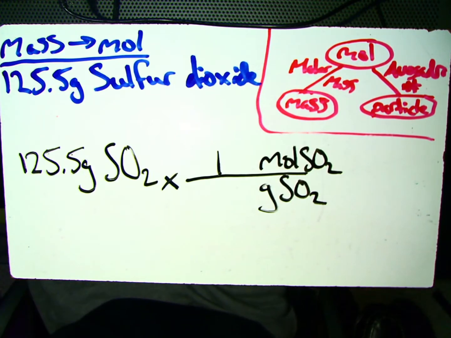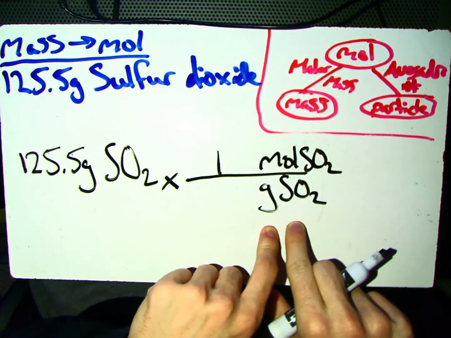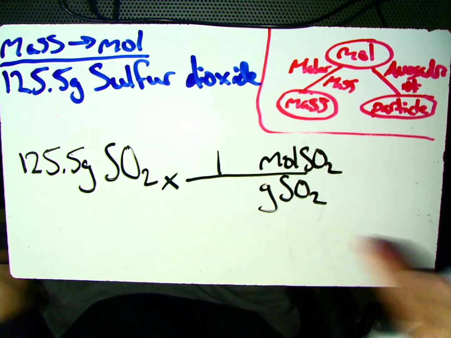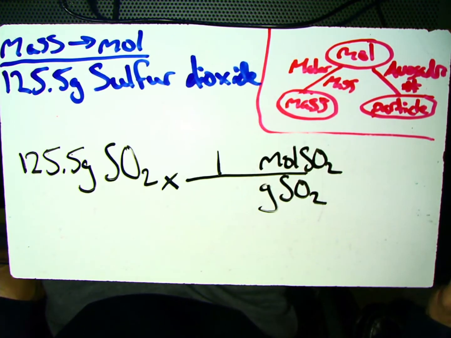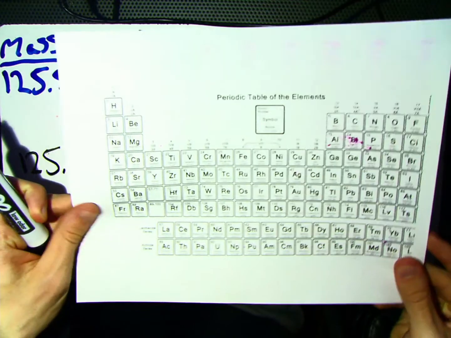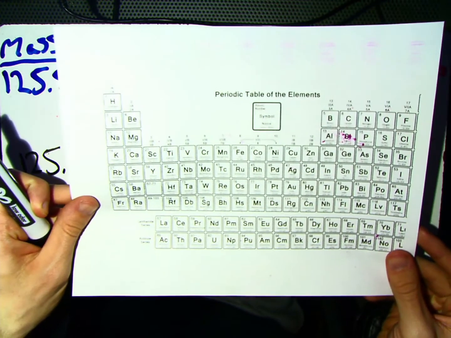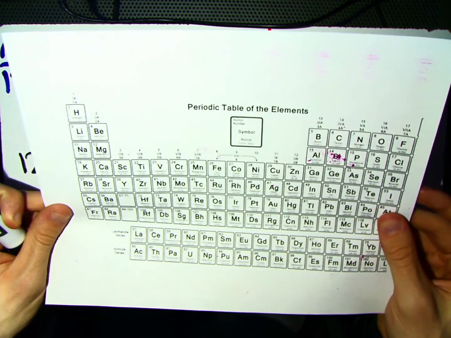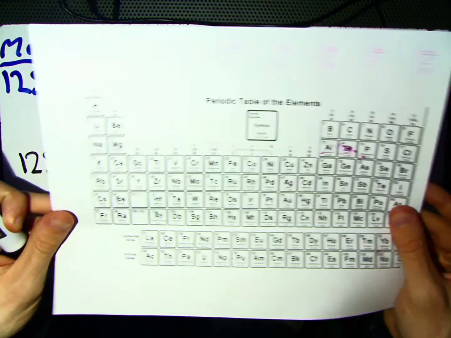Well, how many grams of sulfur dioxide are in 1 mole? How would you figure that out? The answer is right here, your periodic table. Ignore whatever ink stuff got on my paper.